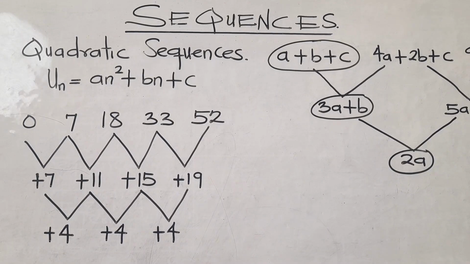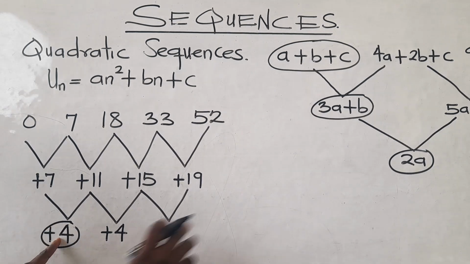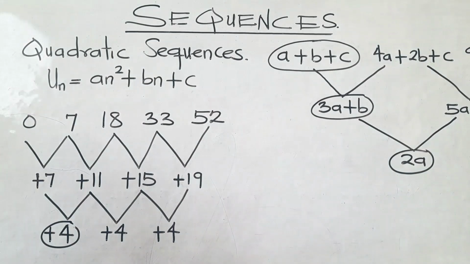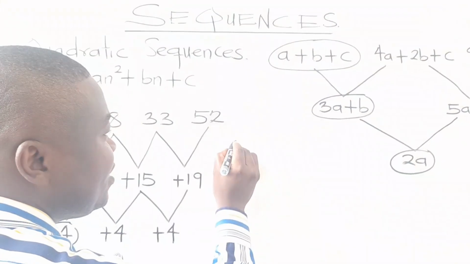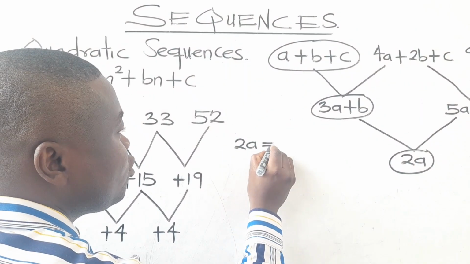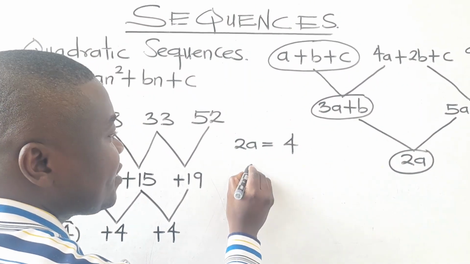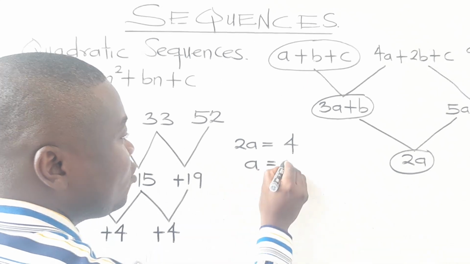Okay, let's continue. The common number we have in the second difference is 4, and we know it is equal to 2a. So it means 2a equals 4. Hence, a is equal to 2.